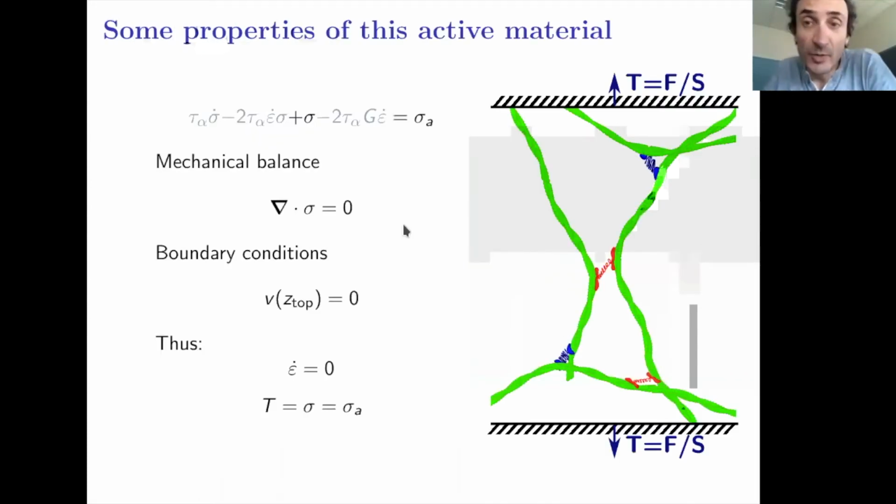Okay, so in that case, we can consider a 1D version of this model and put it in simple boundary conditions just to see what it gives.